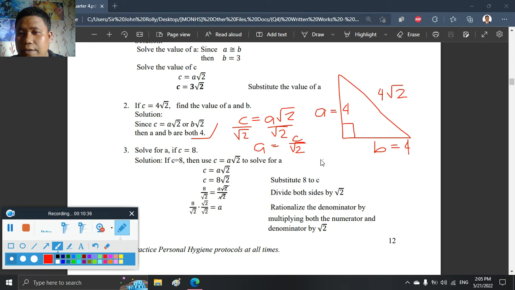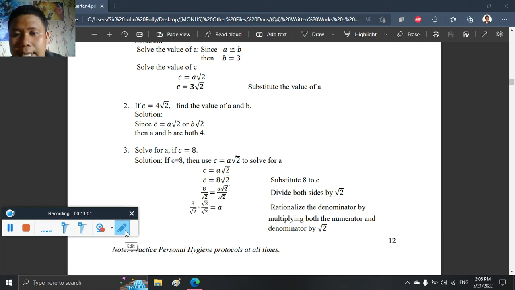So if you're going to find the value of A, so A equals, so pila man ang C? So 4 the square root of 2, all over the square root of 2. So of course, cancel out ang square root of 2 sa numerator o denominator. So you have the value of A, which is 4. And at the same time, the value of B, which is also 4. Okay? I hope nakasabot mo. Sige, let's have number 3.